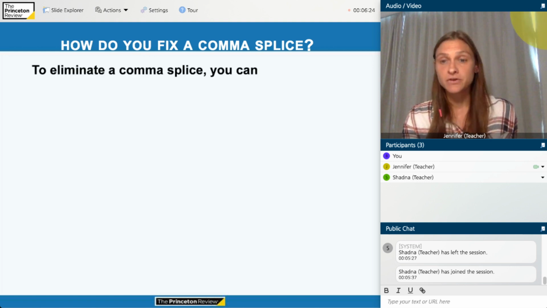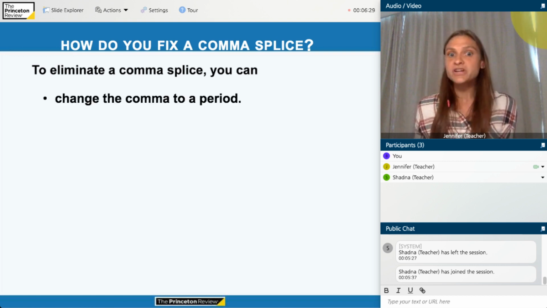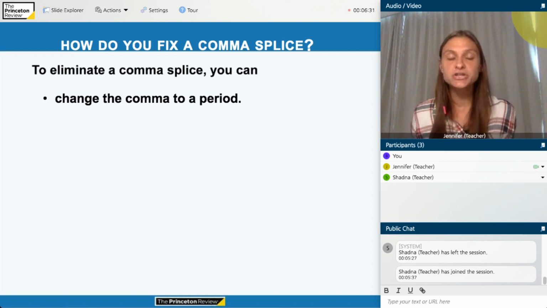So to get rid of a comma splice, to eliminate it, to fix this problem, you can change the comma to a period because essentially you're dealing with two complete sentences. And as you know, two complete sentences can be separated by periods. That's an easy fix.